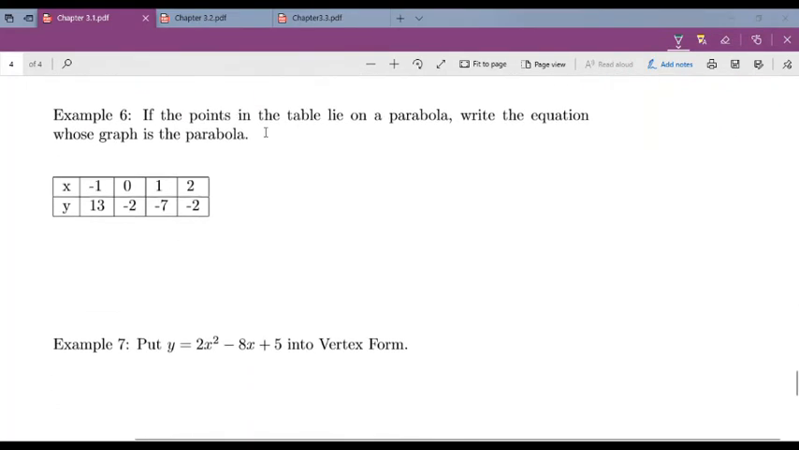Alright, example 6. It says if the points in the table lie on a parabola, write the equation whose graph is the parabola. Okay, so there's a few ways to do this, and I'm going to show you both ways, I think. So if I'm looking at this, if I come over here and I graph it, let's sketch it out first. I'm going to do the best I can to sketch it.